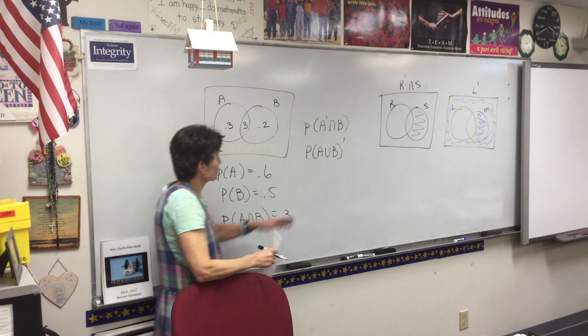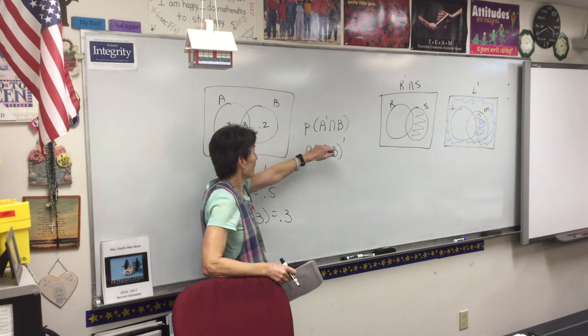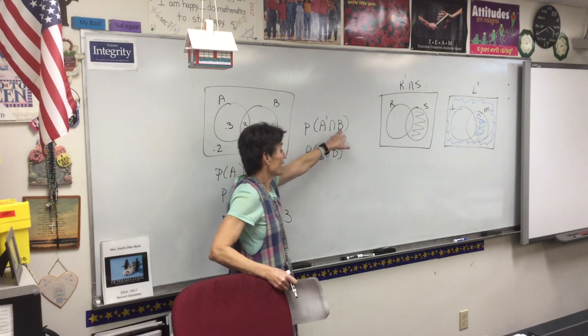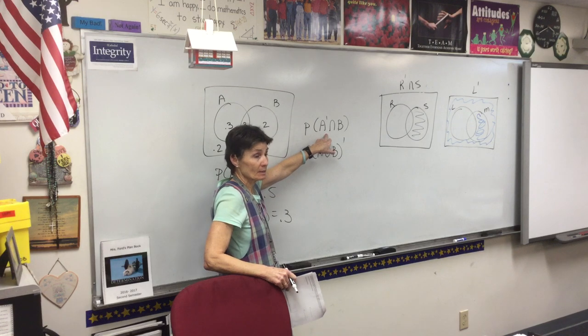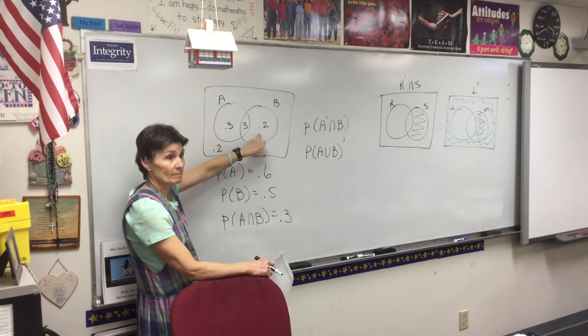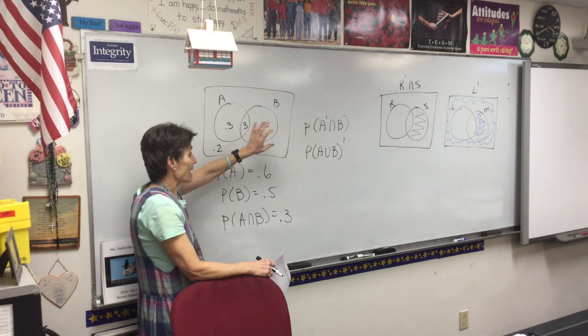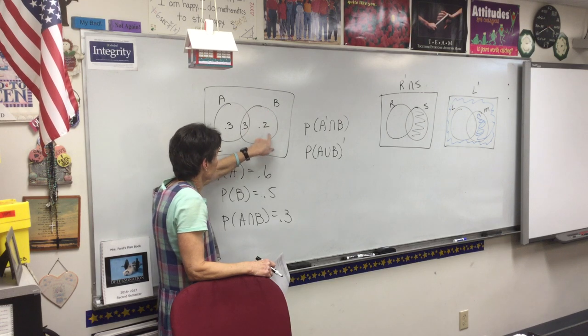Okay, let's answer the question. What does this say? Who likes bananas but not apples? So the banana but not apple people are right here, aren't they? So what's the answer? 0.2. It's exactly the same. You would shade this in, so you want 0.2.